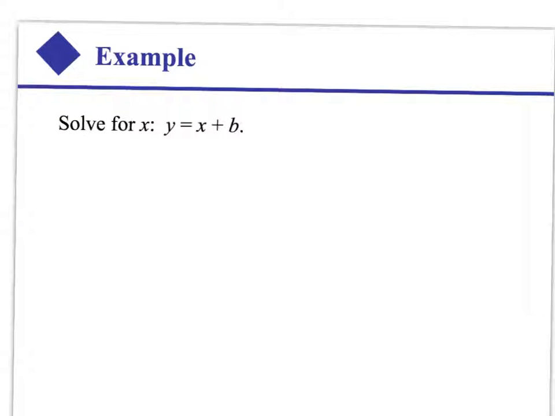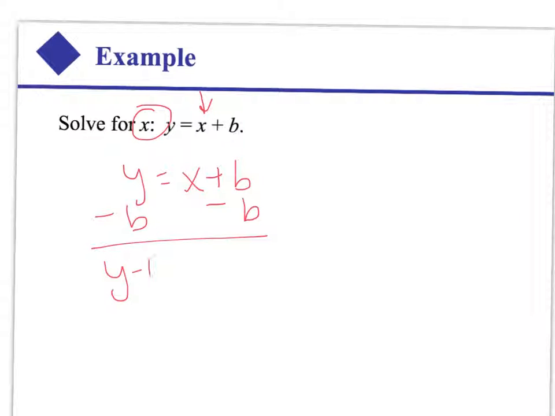Now, this formula, we're going to be solving just for x. Just for x. So how do we get x by itself this time? You have y equals x plus b. So you have something being added to it. So I'm going to subtract b from both sides. So now I have y minus b equals x. Did I get that variable by itself? I did, so we're finished.